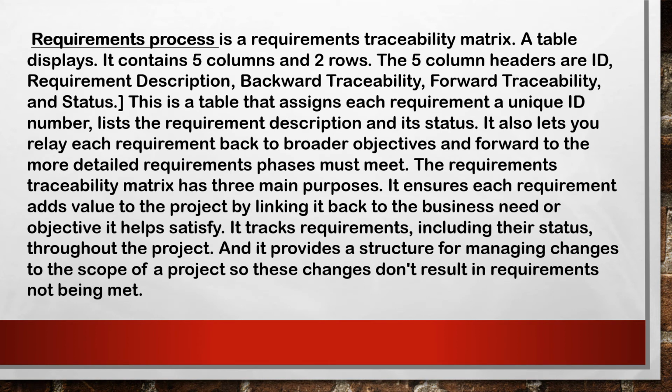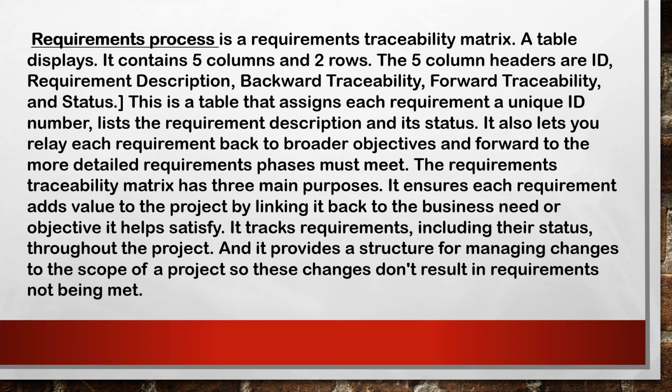Requirements traceability matrix. A requirements traceability matrix is a table that contains 5 columns and 2 rows. The 5 column headers are ID, requirements description, backward traceability, forward traceability, and status. This lets you assign each requirement a unique ID number, a list of requirements, and a description and status. It also lets you relate each requirement back to business needs and objectives, and forward to the more detailed requirements it must meet.